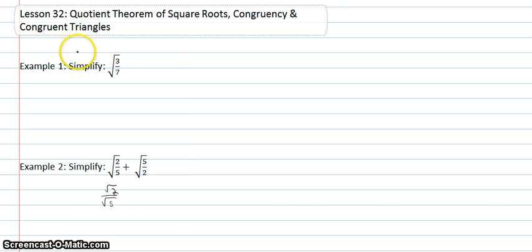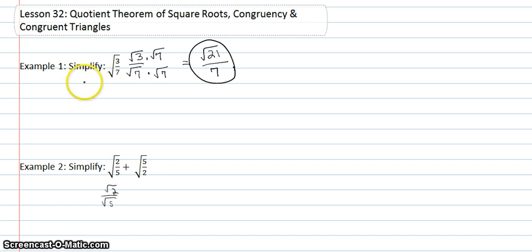So in our first example, what we're trying to do is get this fraction so that there isn't a square root in the denominator. All we need to do is split that up into the square root of 3 over the square root of 7, and then multiply the top and bottom by the square root of 7. So I'll have the square root of 21 over 7, and we can just leave it like that, because it's considered simplified when the denominator doesn't have any radicals in it.